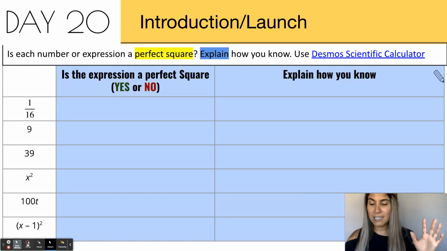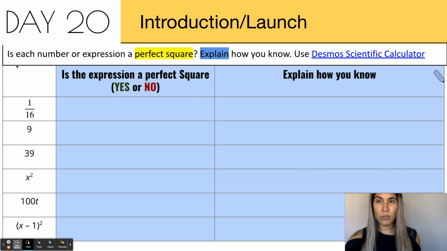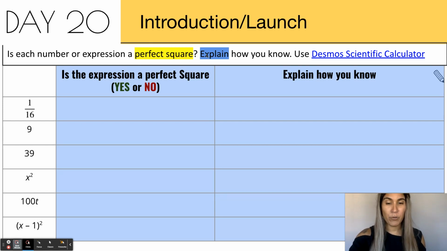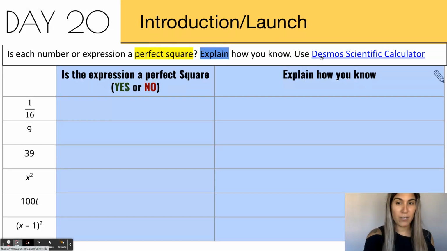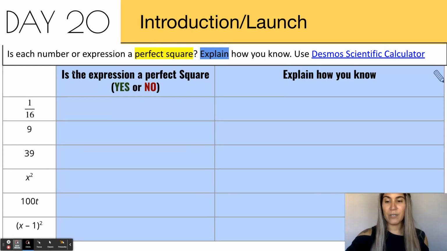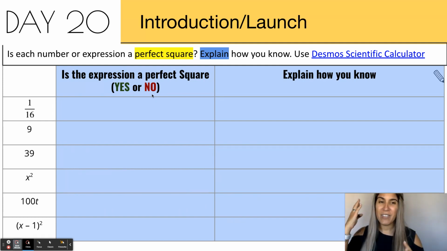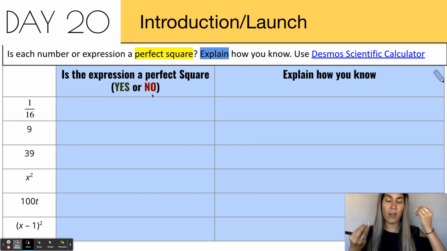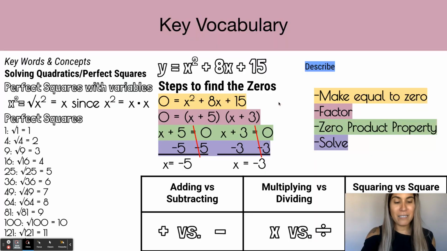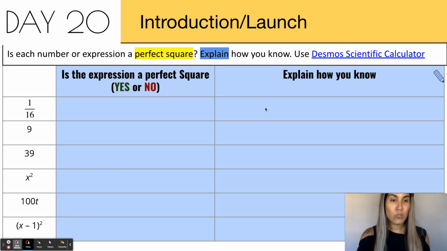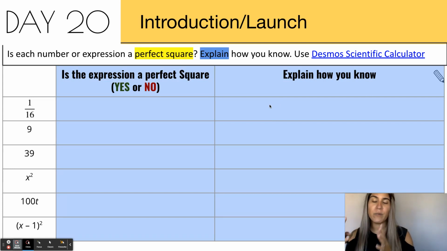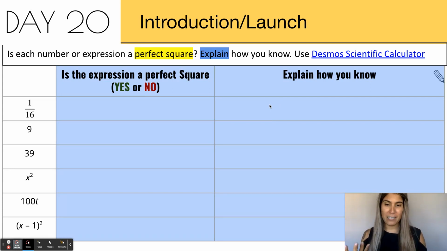So this is the exact same question. Is each number or expression a perfect square? Making sure to highlight that key vocab word and telling them to explain and providing them with the link to a Desmos calculator. Now, how do I break this down? Is the expression a perfect square? Yes or no? So they're first going to have to think, yes or no, is it a perfect square? And after they've done that thought process, give them a place to explain.